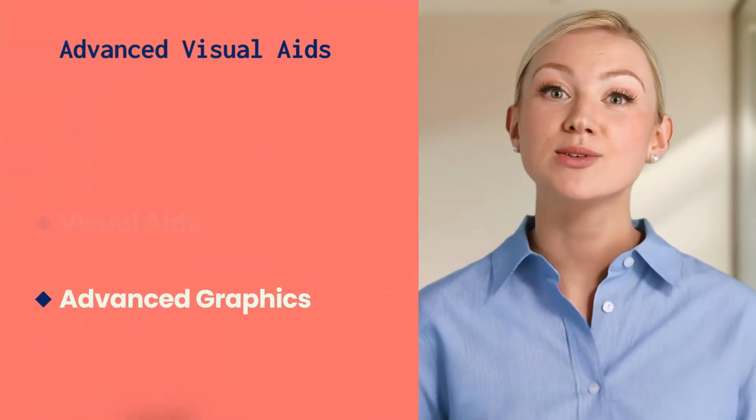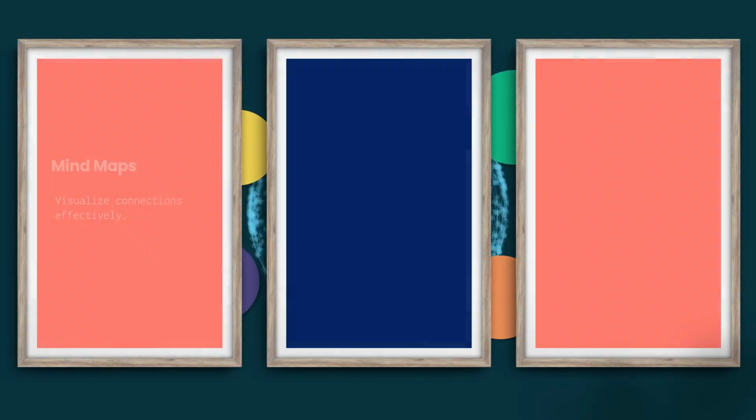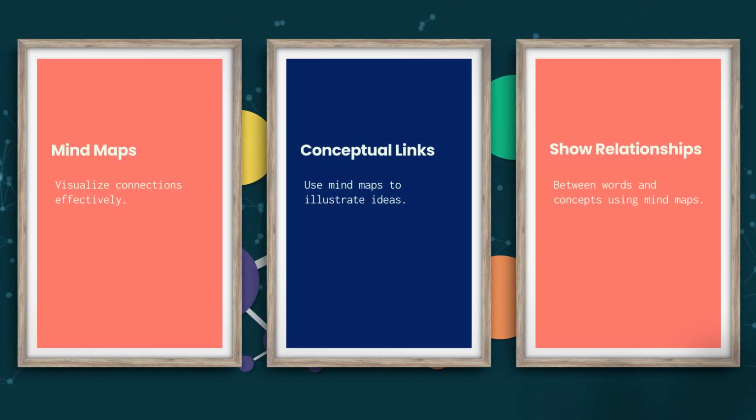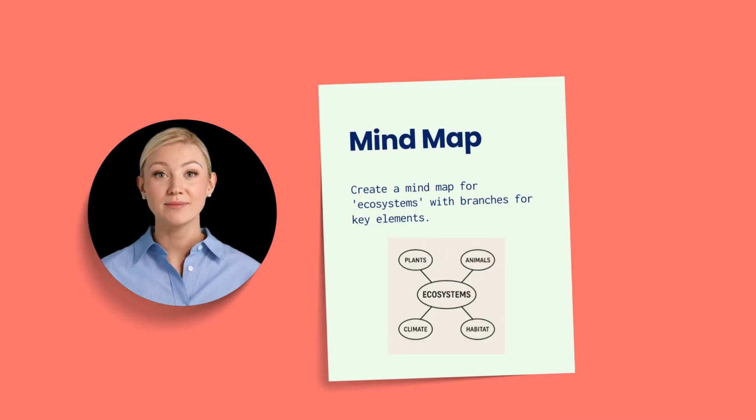Use advanced visual aids and graphic organizers. Mind maps. Use mind maps to show relationships between words and concepts. Example: create a mind map for ecosystems with branches for plants, animals, climate, and habitat.